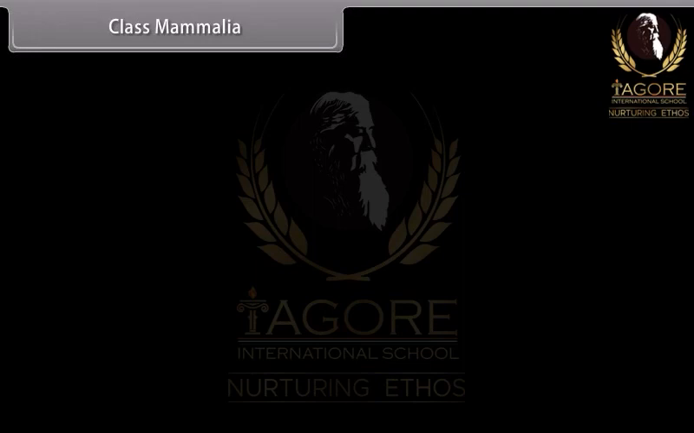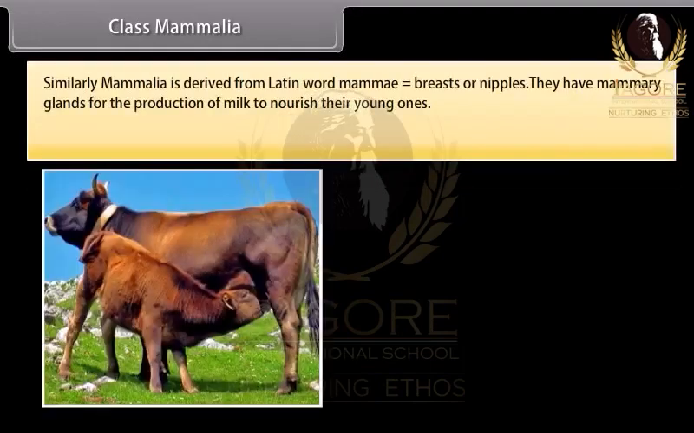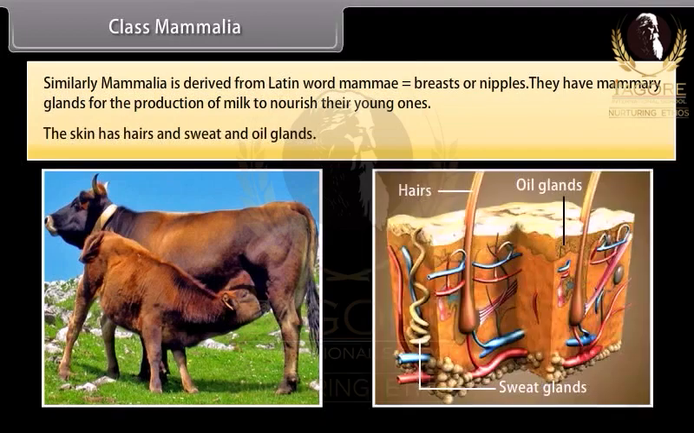Class Mammalia. Similarly, Mammalia is derived from the Latin word mamma, which means breasts or nipples. They have mammary glands for the production of milk to nourish their young ones. Their skin has hairs and sweat and oil glands.